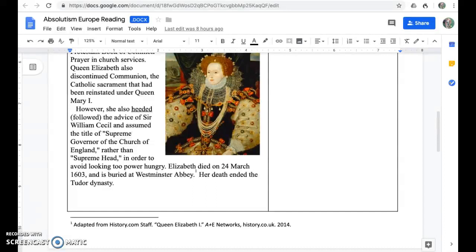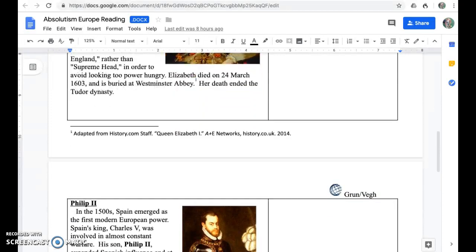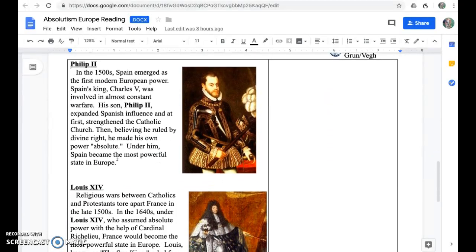Elizabeth died on March 24, 1603, and is buried at Westminster Abbey. Her death ended the Tudor dynasty. And there we have a picture of Queen Elizabeth. Let's read about Philip next.